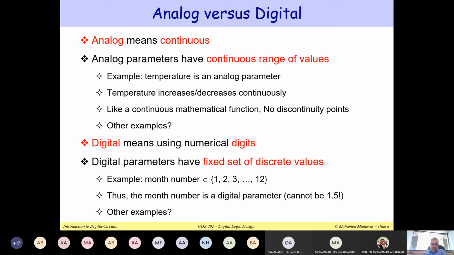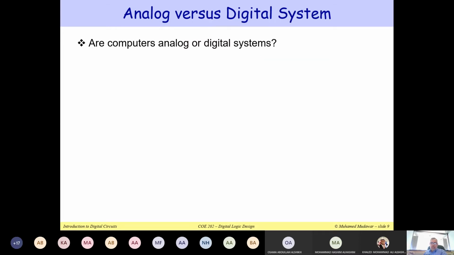Or you can say the number of days in a week, or the number of days in a year, that actually can be counted as a digital parameter. Okay, good. So now we understand the difference between analog and digital. Analog means continuous, digital means that you can represent it with numerical digits. Good. Now, do you think computers are analog or digital systems?